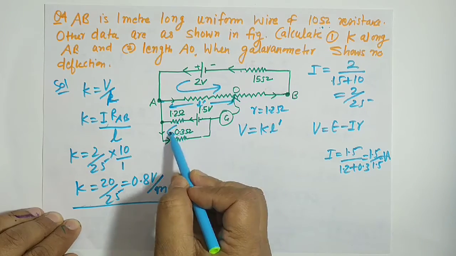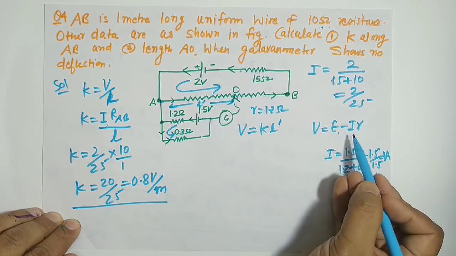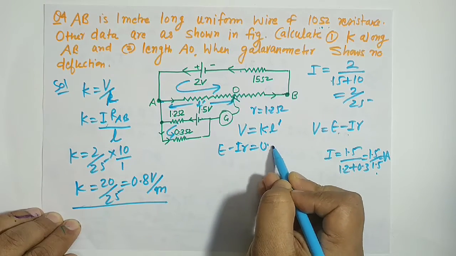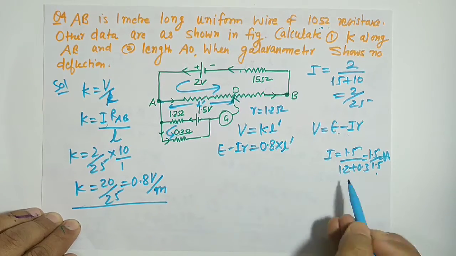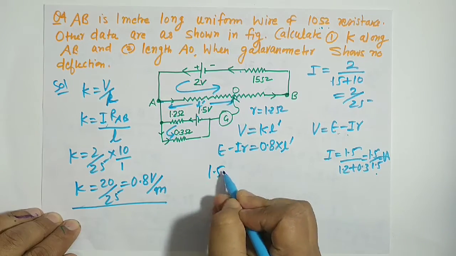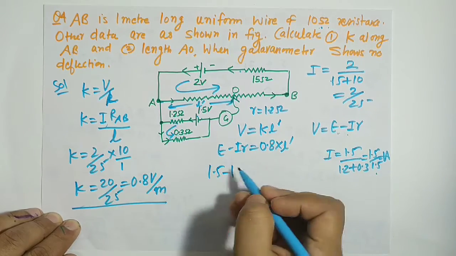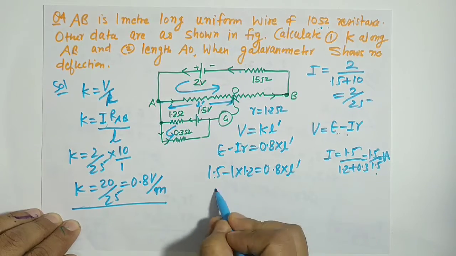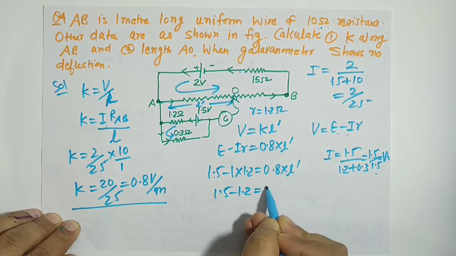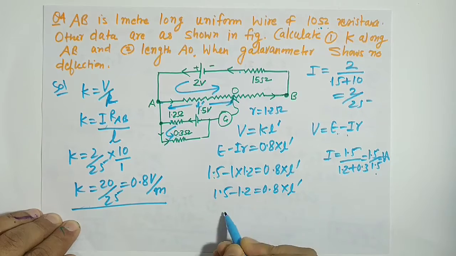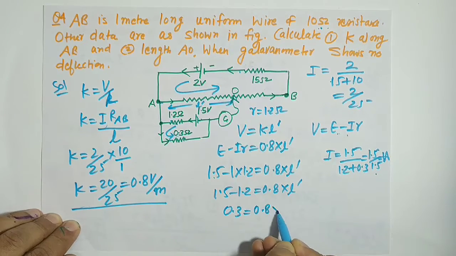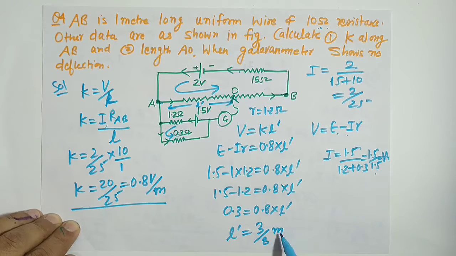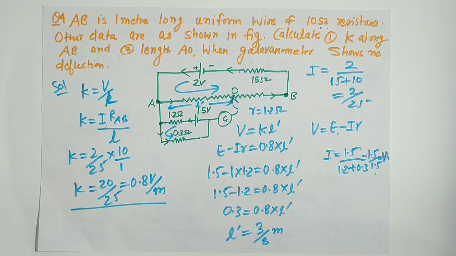Are you getting it in this circuit? 1.5 by total resistance. So E minus Ir will be what? K is 0.8 into L dash. What is E? 1.5. What is I? 1 ampere. What is r? 1.2. So it becomes 1.5 minus 1.2 equal to 0.8 into L dash. And it is 0.3 equal to 0.8 into L dash. Finally, L dash is what? 3 by 8 meter. So these are the two answers.